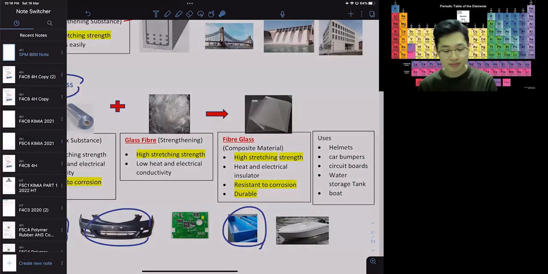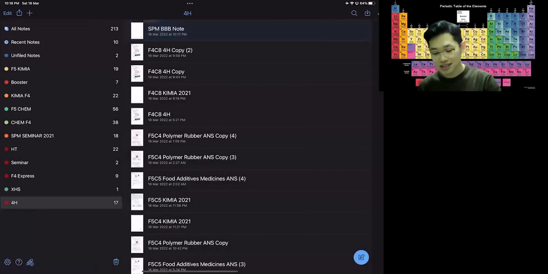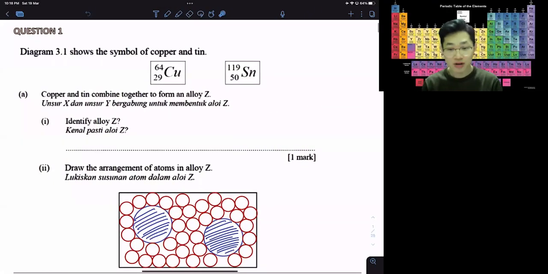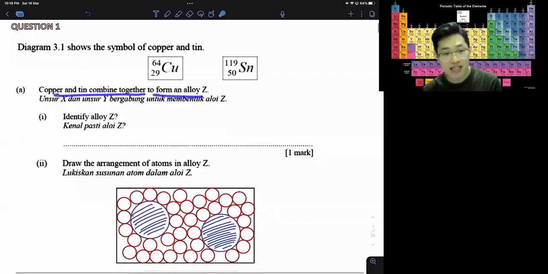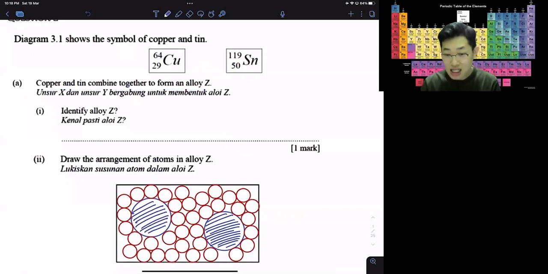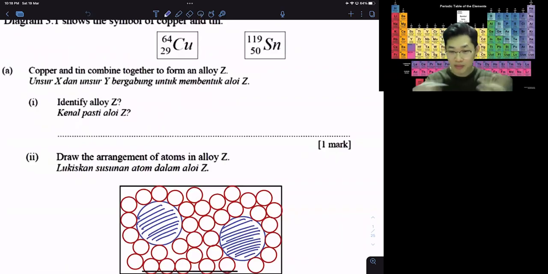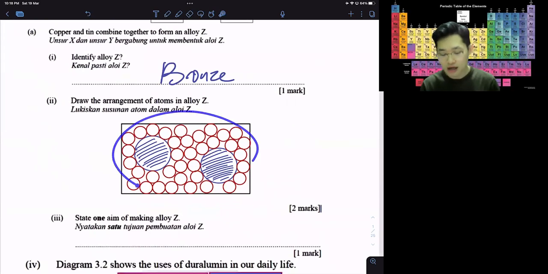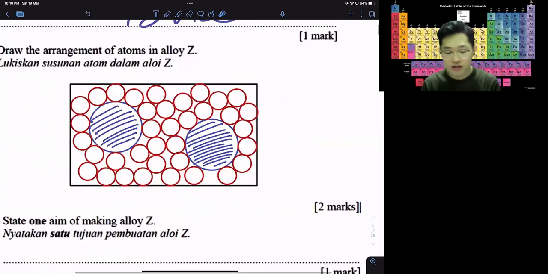Let's do the questions. Let's go through the questions. Here, question number 1. Copper and tin combine together to form alloy Z. Copper and tin. The alloy is bronze. Okay, so when you draw the arrangement of atoms, how to draw? You draw two big atoms and then surround them with small atoms.